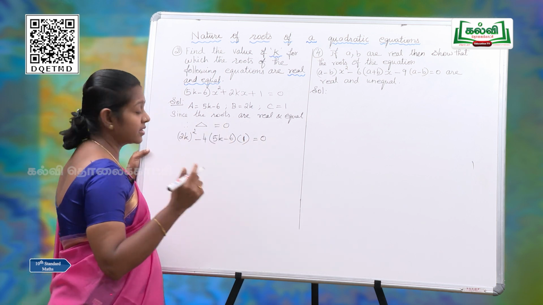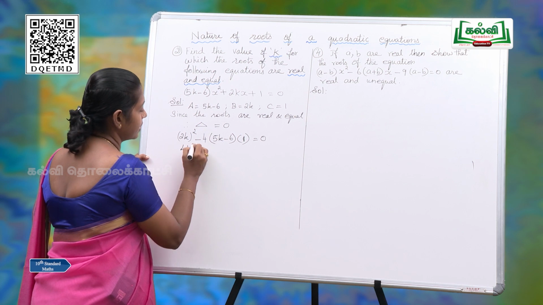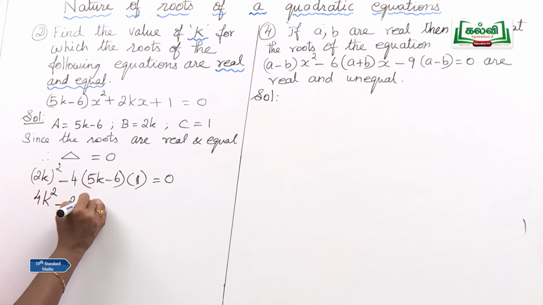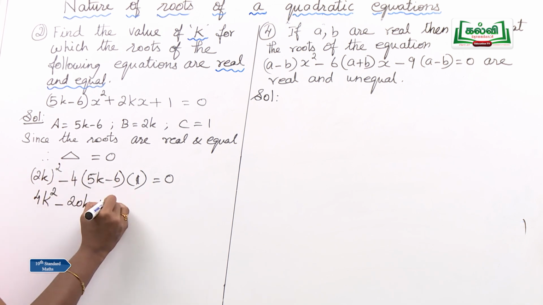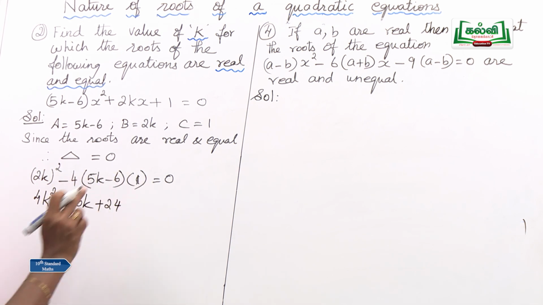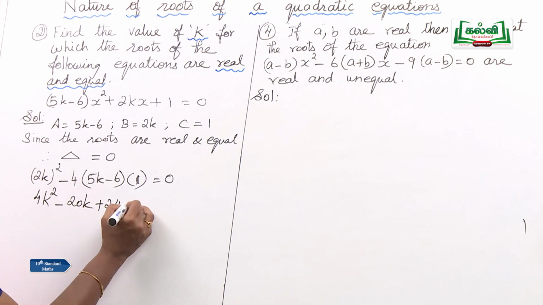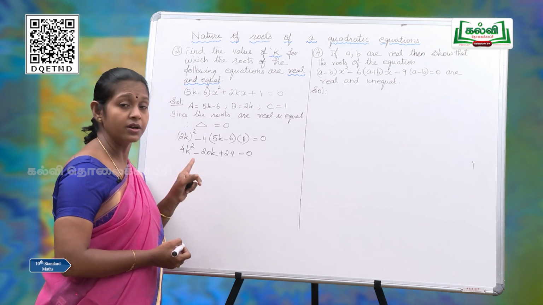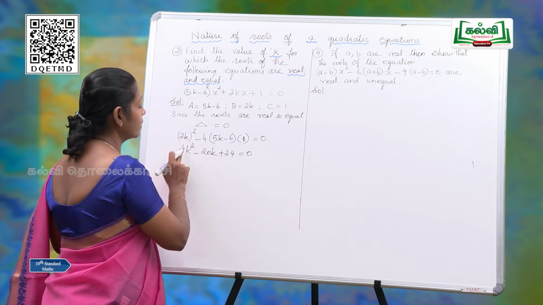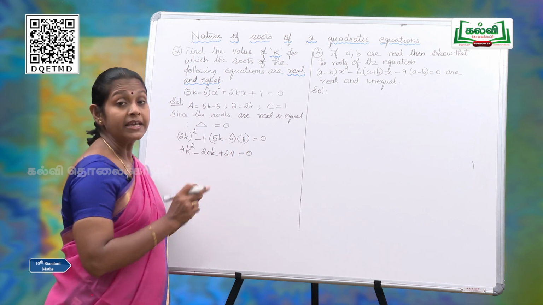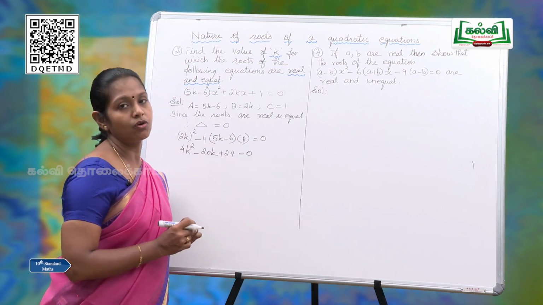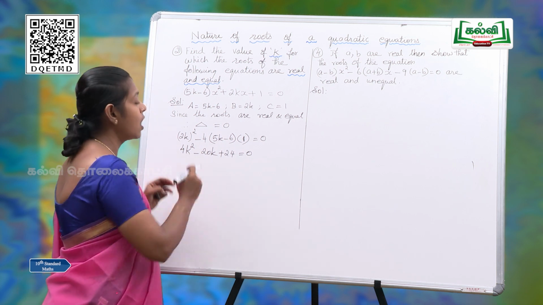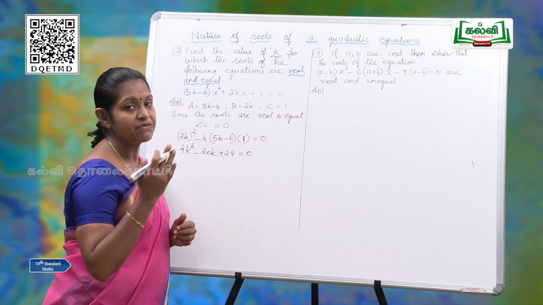Now, (2k) squared is nothing but 4k squared. And 4 fives are 20k, again 4 sixes are 24. If you multiply, you will get the same term. See, again this is in the form of a quadratic equation in the variable k. So, 4k squared minus 20k plus 24. Here we have to apply the previous knowledge of the quadratic equation. So, this is a quadratic equation, you all know how to solve it by using the factorization method.